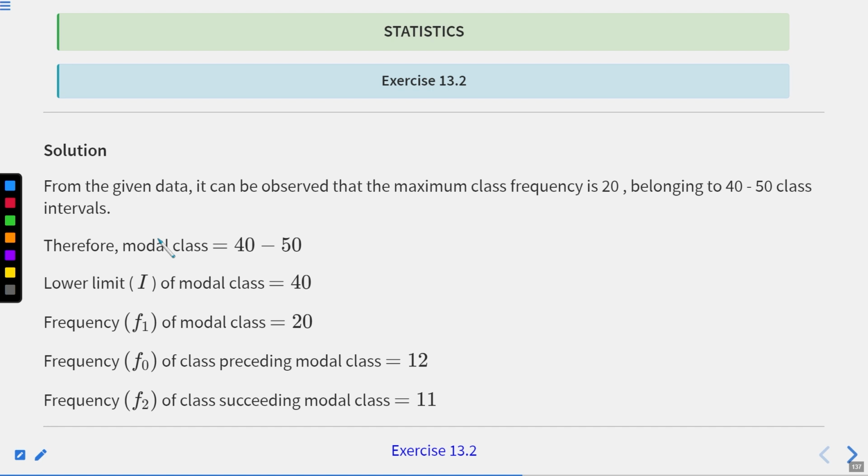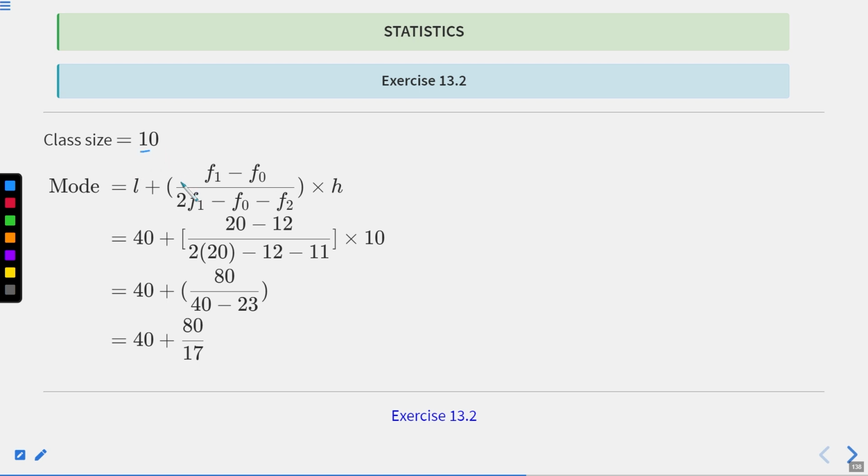So from the given data, it can be observed that the maximum class frequency is 20, belonging to the 40 to 50 class interval. So therefore the modal class is 40 to 50, and the lower limit L of the modal class is 40, and frequency F1 of the modal class is 20, and frequency F0 of the class preceding the modal class is 12, and the frequency F2 of the class succeeding the modal class is 11, and class size is 10. And we know this formula: mode is equal to L plus F1 minus F0 divided by 2F1 minus F0 minus F2 times H.